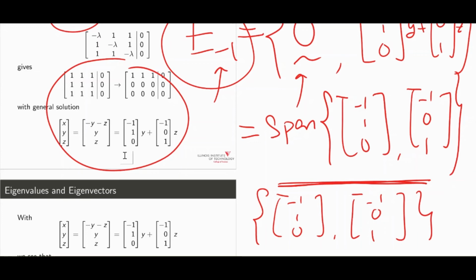Which gives us the dimension of the eigenspace. So what's the dimension of the eigenspace? The dimension of the eigenspace is 2. So what's the geometric multiplicity for this eigenspace? The geometric multiplicity for this eigenvalue lambda equals -1 is 2, because the geometric multiplicity for a particular eigenvalue lambda is the dimension of the eigenspace. So the dimension of the eigenspace is 2.